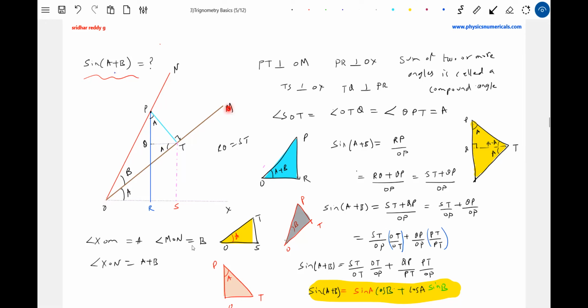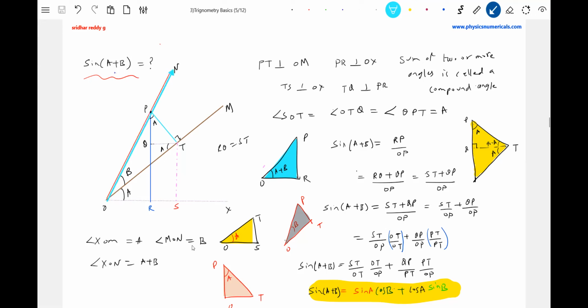There's a line OM, and OX is a reference line for us. The line OM makes an angle A. What I'm doing is rotating it. Earlier the line OM was along the x-axis, so I'll rotate it. Now this line OM will make an angle A with the reference line OX. Then afterwards, I'll rotate it further, and this line will now make an angle B with the position OM.